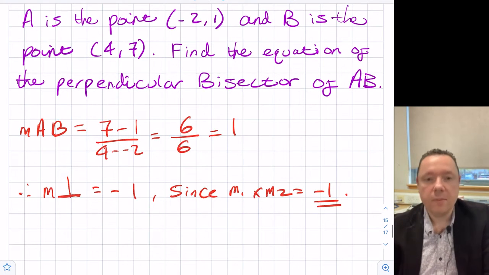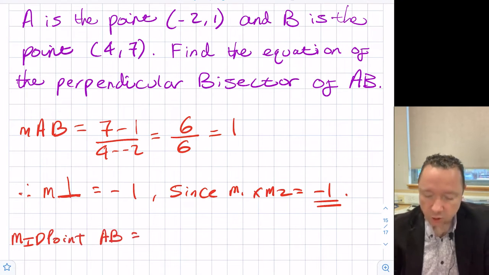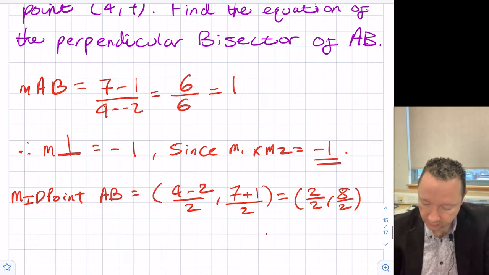That's first step. Now remember, perpendicular bisector is a line that cuts it in half. So we need the midpoint of A and B as well. So the midpoint of A and B, remember we can do that by adding up the x's, so 4 minus 2, and taking the average, divide by 2, and then the y's, 7 plus 1, also divided by 2. So that's 4 minus 2, which is 2 over 2, 7 plus 1 is 8 over 2, our midpoint is equal to 1, 4.